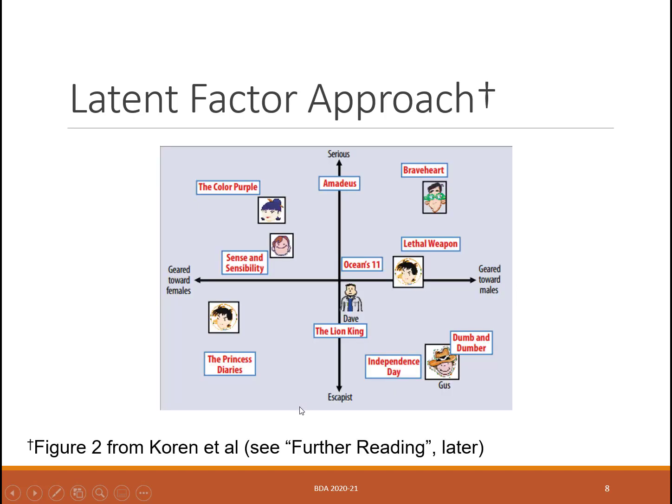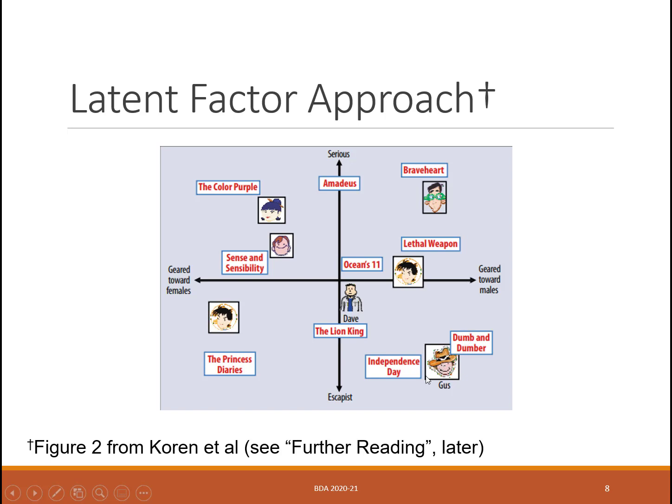In this slide, we have an example, including 2 factors characterized as female versus male oriented and serious versus escapist. The figure shows where several well-known movies and a few users might fall on these 2 dimensions. As we can see here, users and movies are characterized using these 2 factors. In this model, the predicted rating of a user for a movie is equal to the dot product of the movies and users' locations on the graph.